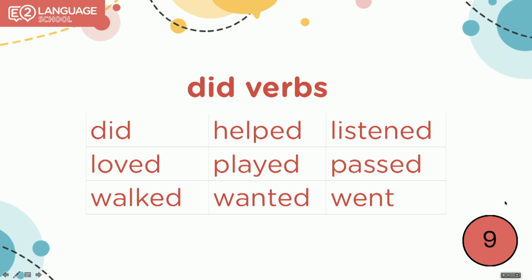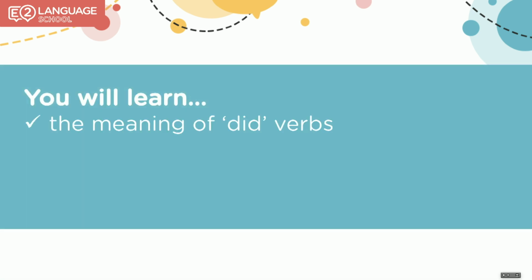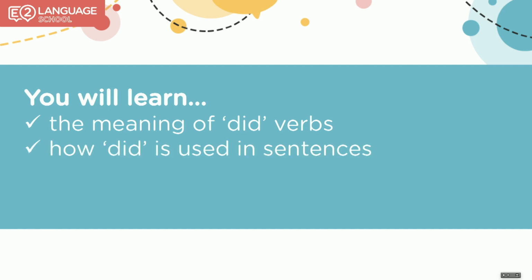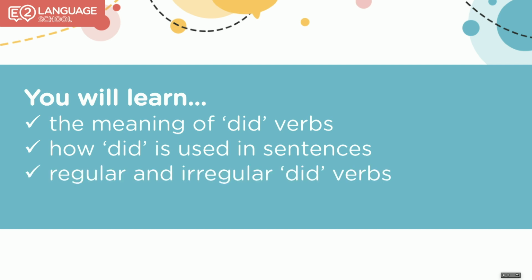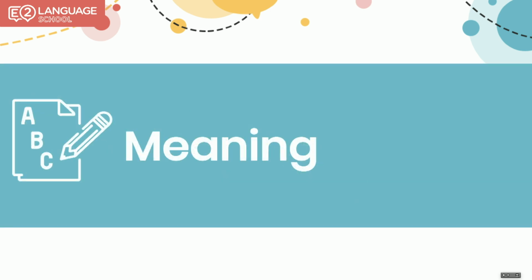Just spend 10 seconds looking at them. Do you know these verbs? Okay, in this lesson, you will learn the meaning of did verbs, how did is used in sentences. I will teach you the regular and irregular forms of the did verbs, as well as the 3 sentence types, positive, negative with a not, and also the question sentence type as well.